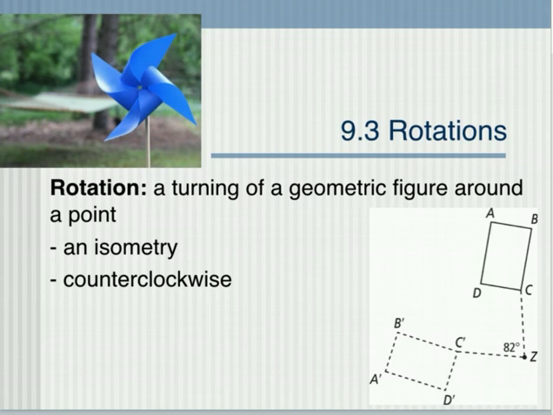A pinwheel is a really good analogy for rotations. The idea that you can have a shape like this that rotates around that center point. The shape of that part of the pinwheel doesn't change as it rotates, but the direction it faces will.